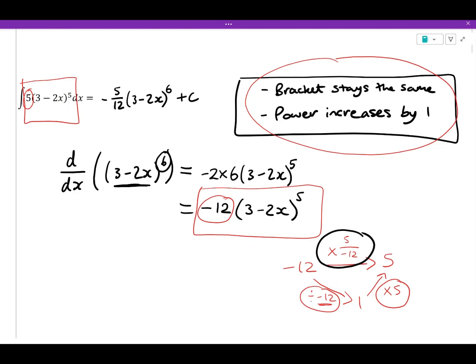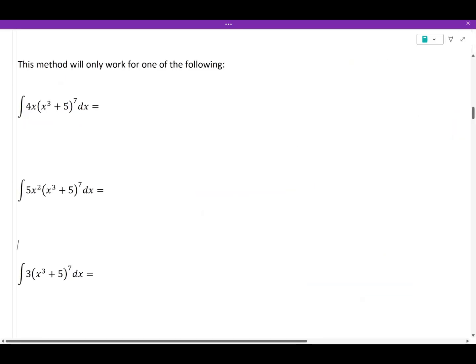Now what we have to discuss is when can we use this method and when can't we? So in my opinion, this is the most important part of the reversing the chain rule method. Okay, you need to have a check as to whether you can actually do the reverse chain rule. If you just blindly jump in and start doing the reverse chain rule just because you see some bracket raised to a power, you're just guessing. You need to have a check beforehand.